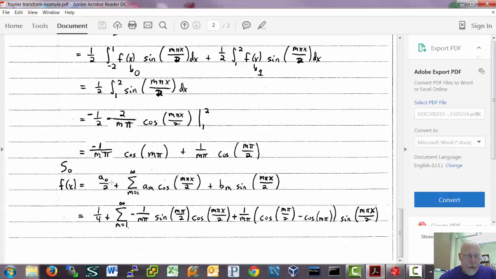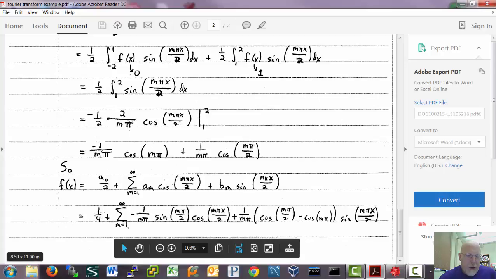transform, and plugging in what those coefficients are, we get a 1/4 plus, and I just plugged in the formula we derived for a sub m right here times cosine m pi x over 2, and then the formula we derived for b sub m right here times sine m pi x over 2. I simplified this a little bit, but other than that, those are the formulas we have. So, this is another way of writing the same function.